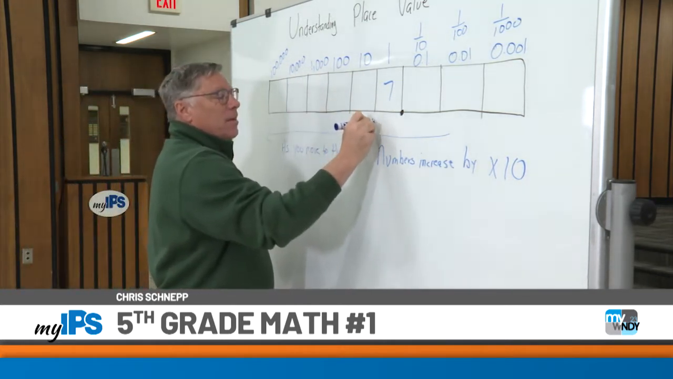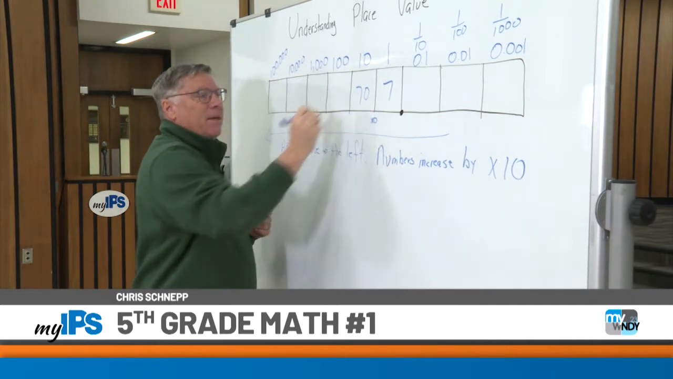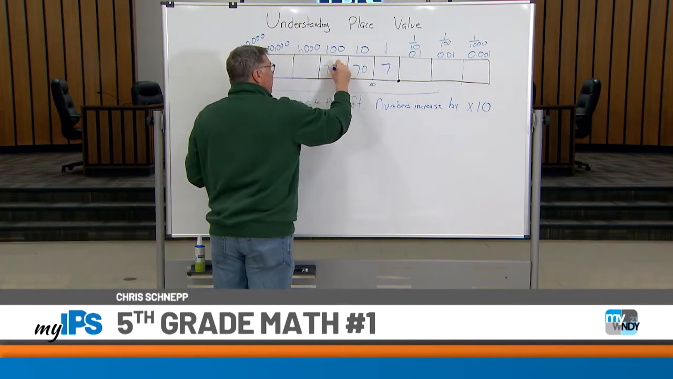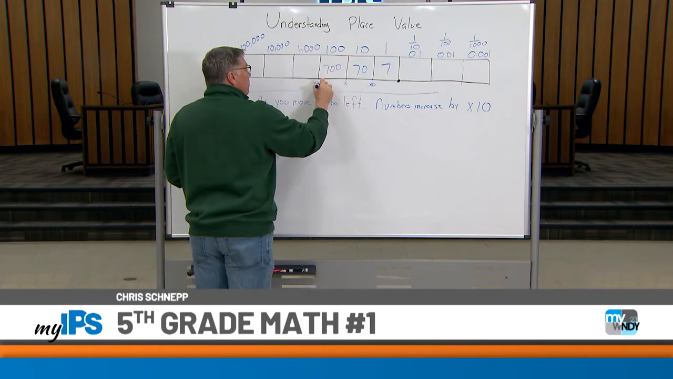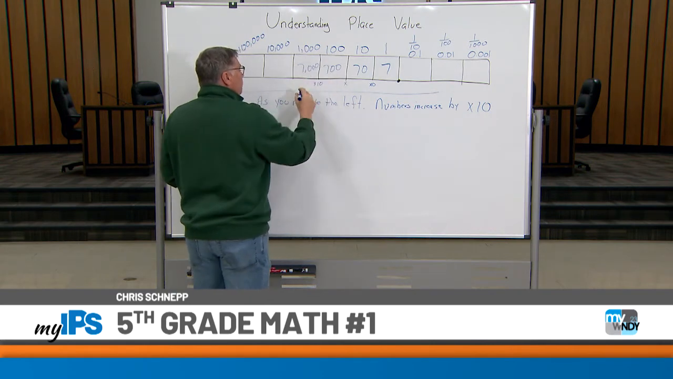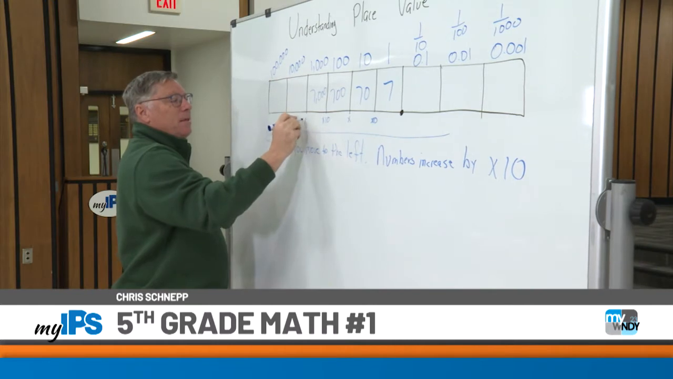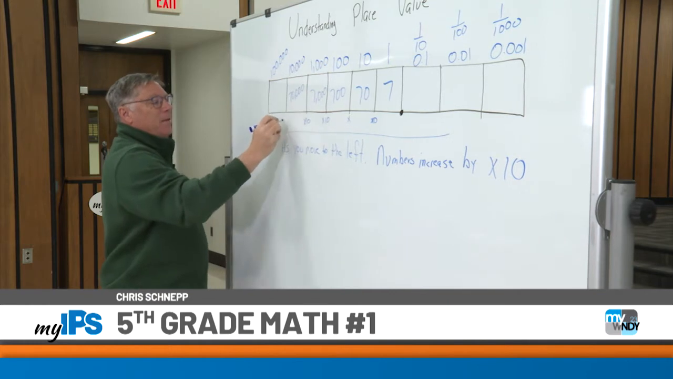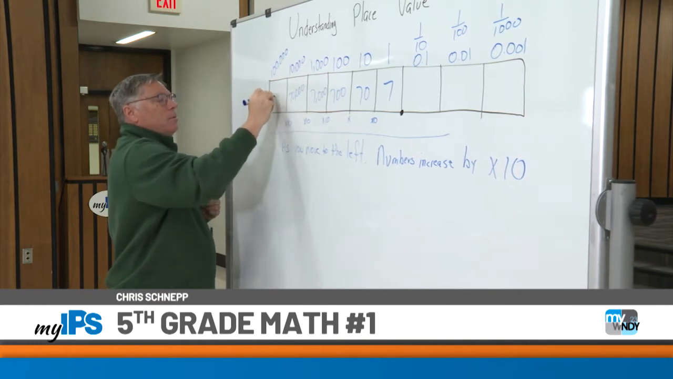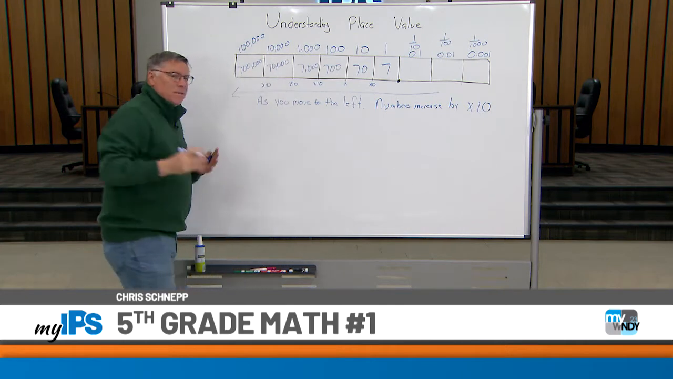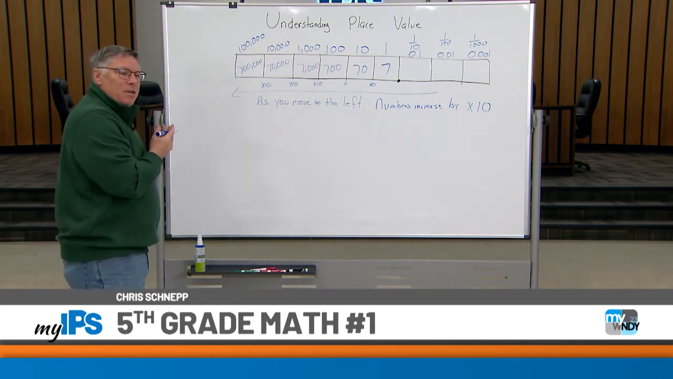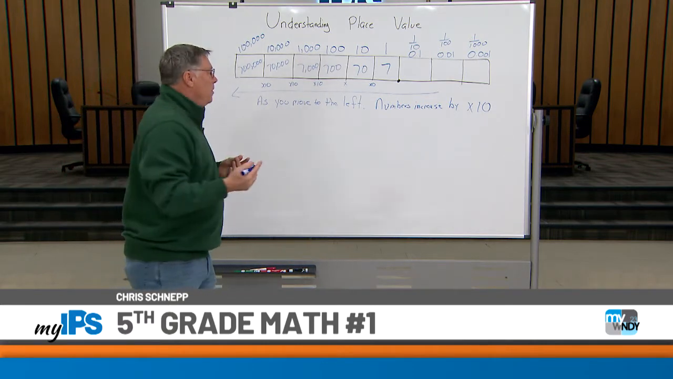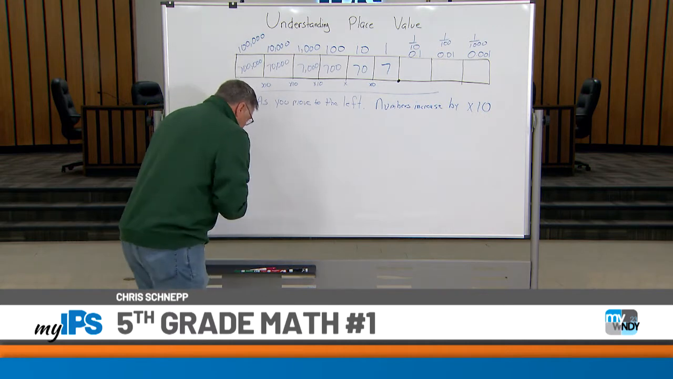So 7 times 10 equals 70. All right, 70 times 10 equals 700. 700 times 10 equals 7,000. 7,000 times 10 equals 70,000, and 70,000 times 10 equals 700,000. So I just want you to remember, as you move left on the number line, the numbers increase by times 10.